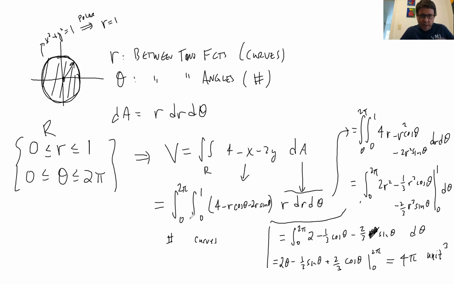So the hard part is in the setup, trying to figure out what the curves are, converting them to polar in order to get the bounds, remembering that the dA is r dr d theta, and work from there.